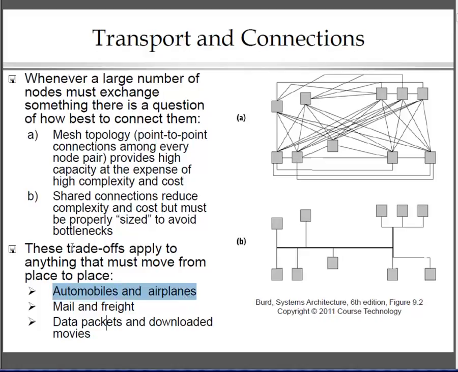These same sorts of trade-offs. How do we share connections? How do we minimize cost? How do we properly size those connections in order to avoid bottlenecks? These same issues show up over and over again, whether we're talking about data, transportation, or movement of goods.